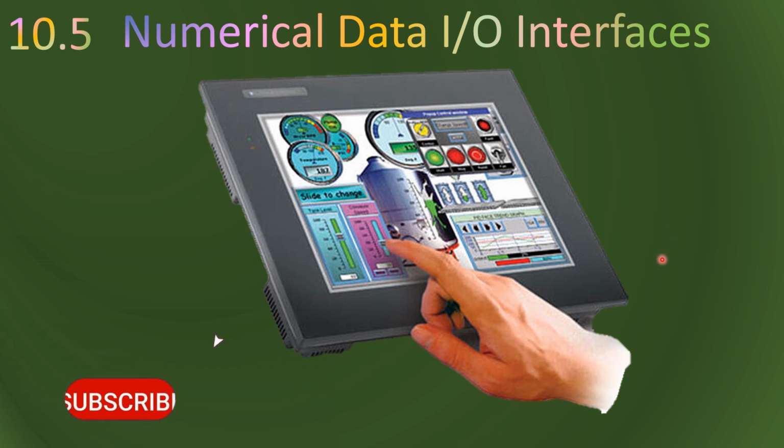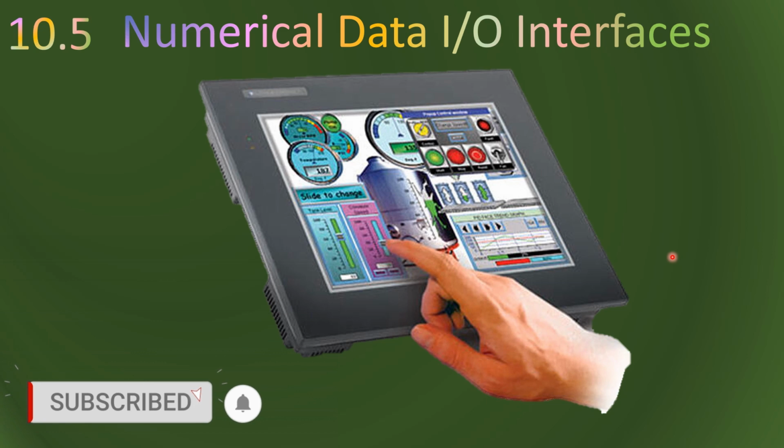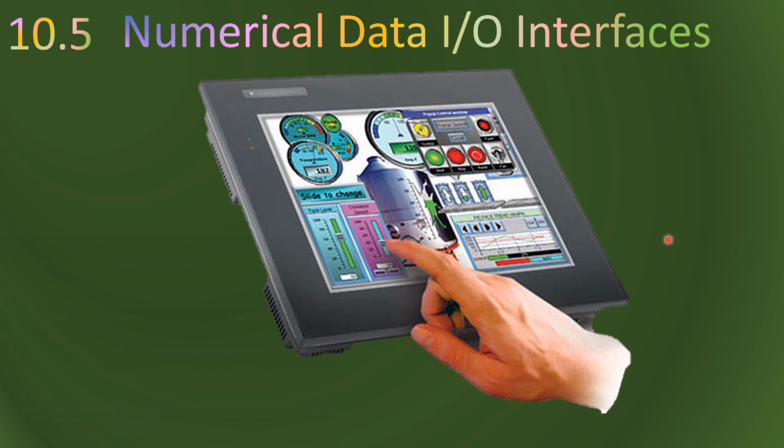So the interface is the numerical data interface. They have many different types like switches, monitors, LED displays, LCD displays, and many other interfaces can be there. Section 10.5 is devoted to the numerical data input/output interfaces. Input interfaces can be switches, contacts and relays, and the output interfaces can be displays and devices.